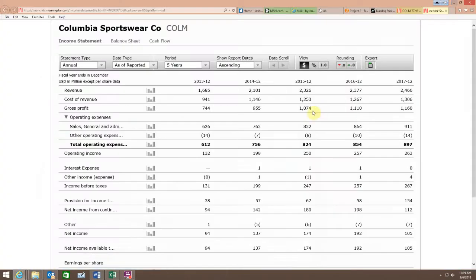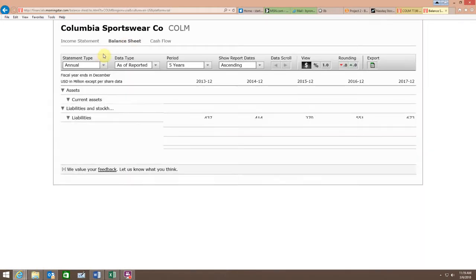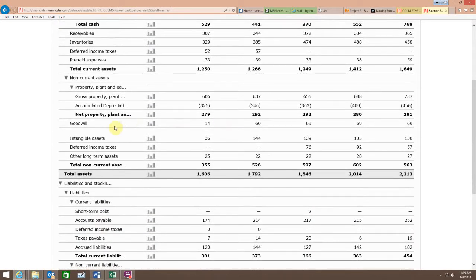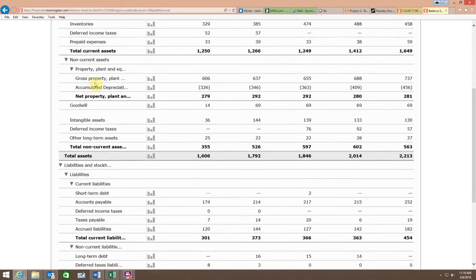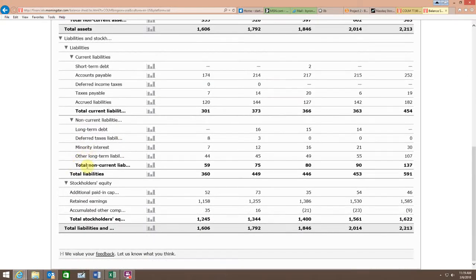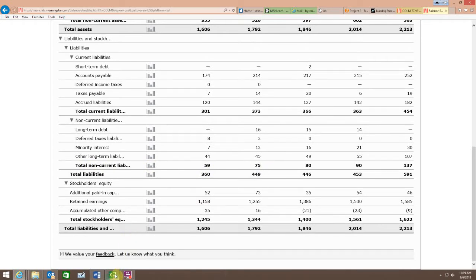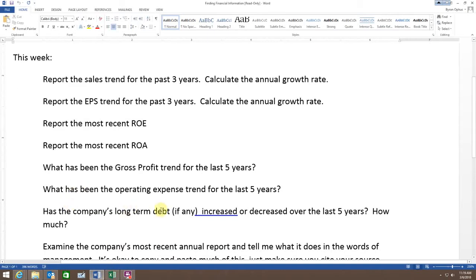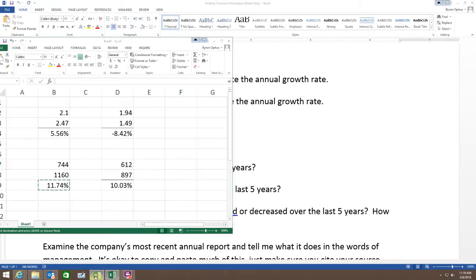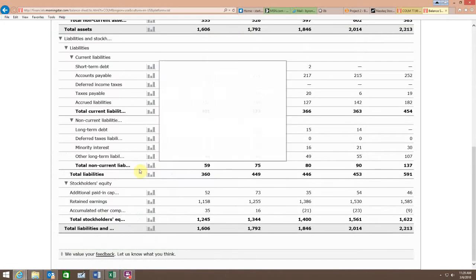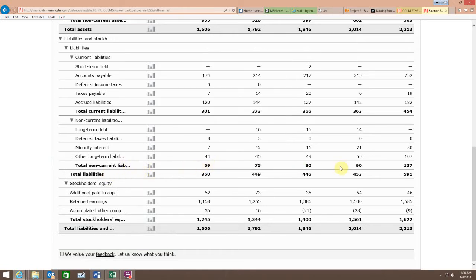Has the company's long-term debt increased or decreased? So I want you to look that up as well. Well, to find debt, it's not on the income statement, right? But if we click on the balance sheet here, give it a second or two. Then it comes up, there we go. So we've got current assets, total non-current assets, total current liabilities, total non-current liabilities, which would be long-term debt. Oops, clicked on the wrong thing there. So total non-current liabilities, that's what's happened.